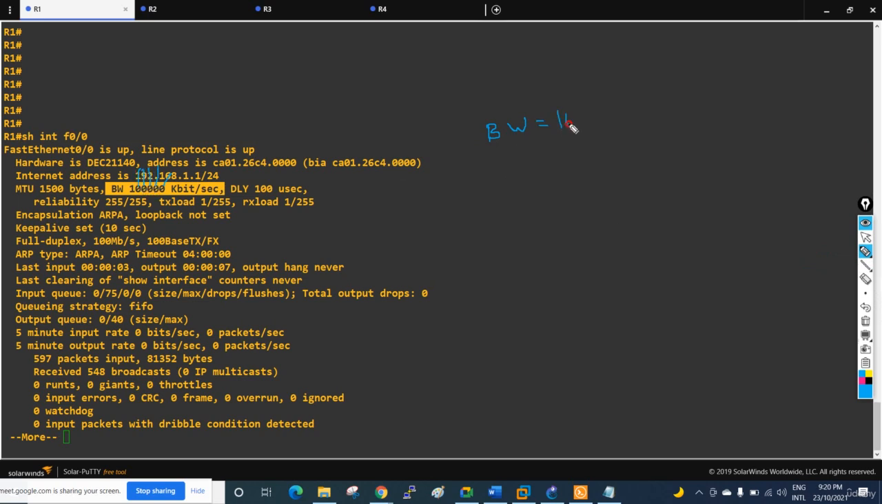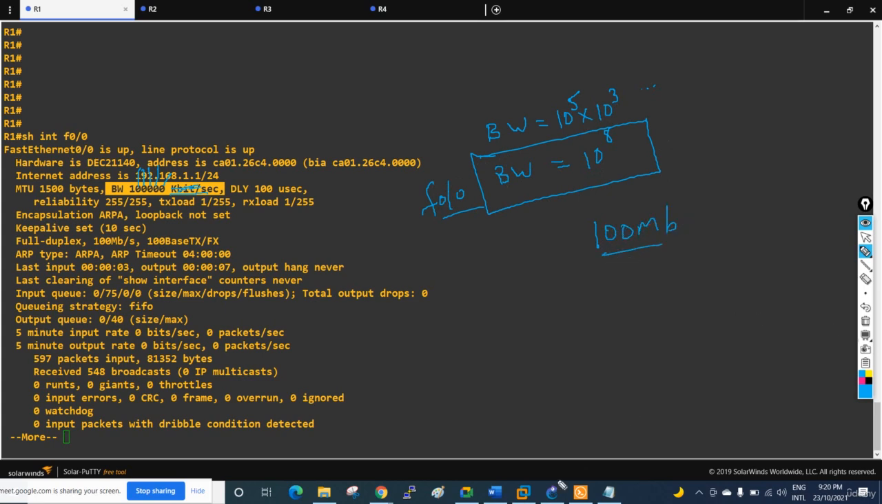Okay, 10 to the power of 5. And if I want to remove kilobyte, that will be 10 to the power of 3. So the total will be 10 to the power of 8: 5, 6, 7, 8. So what is the bandwidth for Fast Ethernet? 10 to the power of 8. 10 to the power of 8 is nothing but 100 megabytes; we can also write 100.